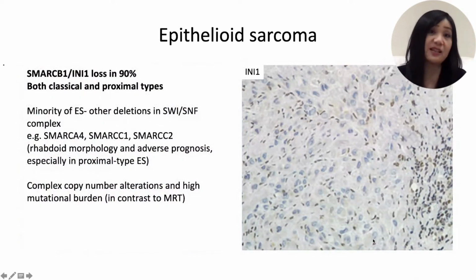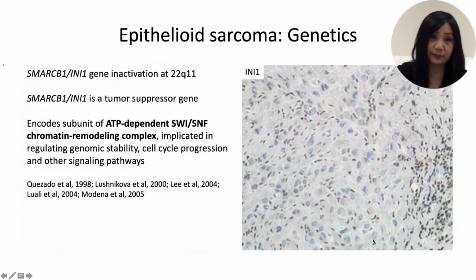So more than 90% of epithelioid sarcomas of either type show loss of INI1, diffuse loss. A minority, so the 10% that show retention of INI1, may show deletions in other members of the SWI-SNF complex, such as SMARCA4 or SMARCC1 or SMARCC2.